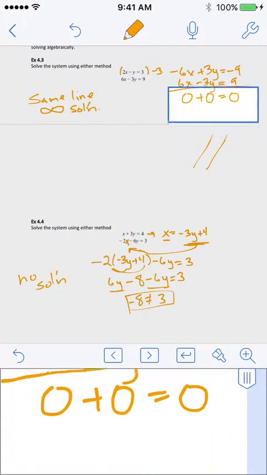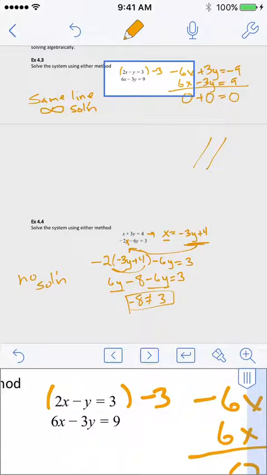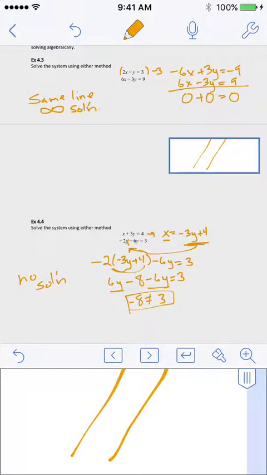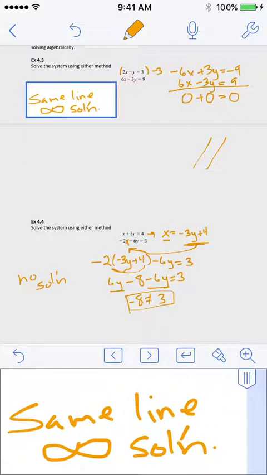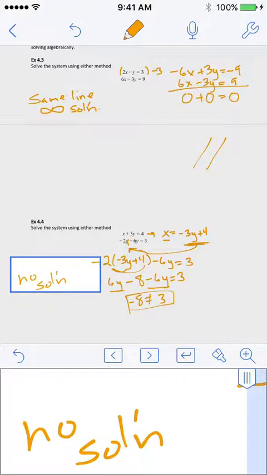Alright, and so up in the last one, we got something that did make sense, right? 0 equals 0, and that's a true statement. 0 equals 0, so therefore they are the same line. They're exactly the same. In this one, they were parallel lines. They had different y-intercepts, and so they never cross. This is no solution. It's not that they're crossing everywhere, it's that they don't cross, so it's no solution. So watch out for that.